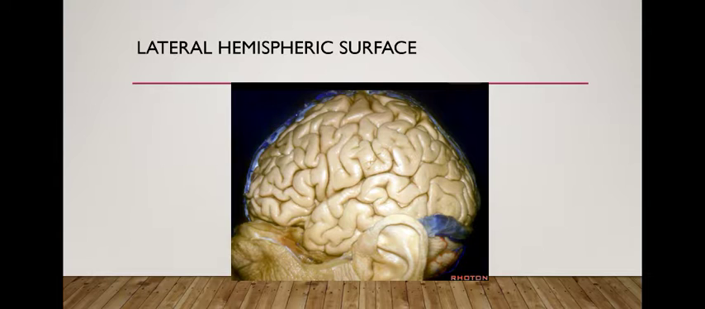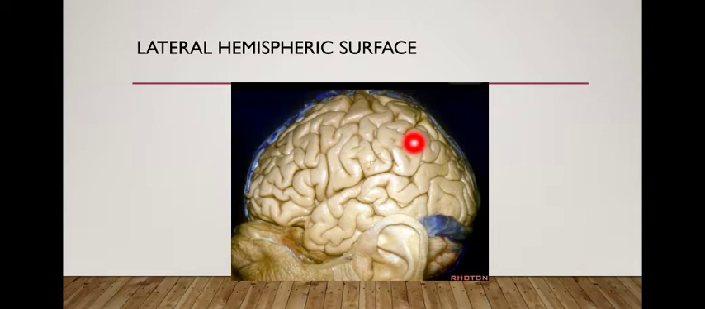Now, as you can all appreciate in this picture, which is the picture of the lateral hemispheric surface, we can clearly appreciate the lateral surface of the brain, and we can also see the sagittal sinus. So this blue colored structure that is running over the top is the sagittal sinus, and this is where the superior border of the hemisphere also lies. On this surface we can appreciate the frontal lobe and the parietal lobe.